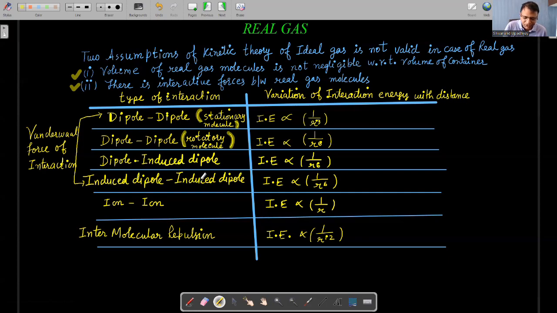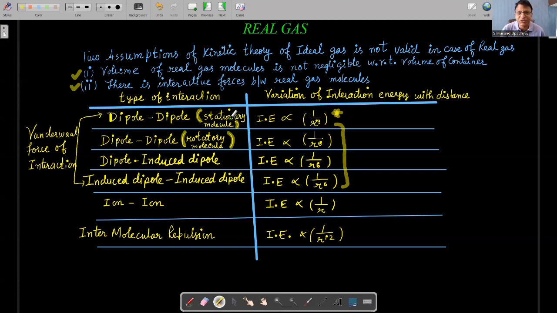And induced dipole forces, London forces, dispersion forces, or London dispersion forces, act between non-polar molecules like hydrogen molecule, chlorine molecule, bromine molecule, or fluorine molecule. For this induced dipole force of attraction, the interaction energy is directly proportional to 1 upon r to the power 6. So except for the stationary molecule, in all intermolecular forces, the interaction energy is directly proportional to 1 upon r to the power 6.